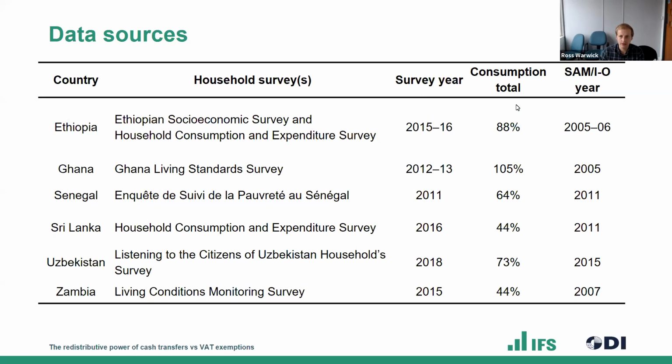Finally, one thing to note is that the household surveys that we use do vary quite a lot in terms of their aggregate recording of consumption relative to national accounts, and that's going to be important, at least for thinking about the cash values in terms of benefits that households receive from preferential VAT rates that I'll show later.